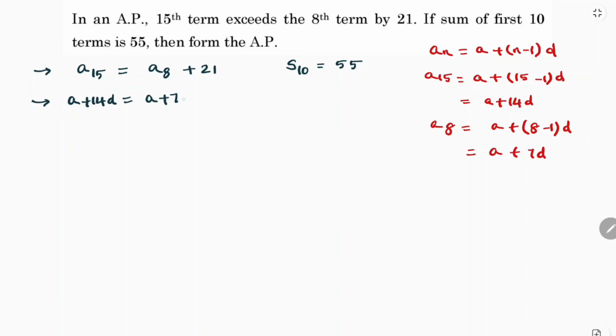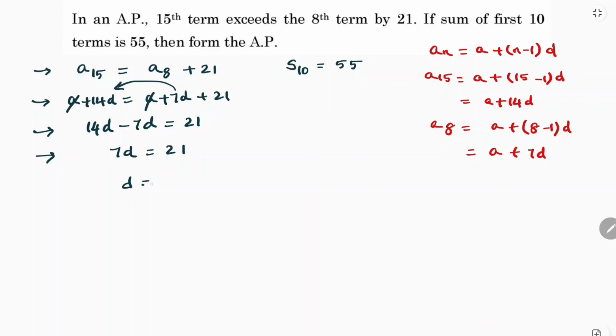So a plus 14d equals a plus 7d plus 21. Now if I simplify this, see, a and a will get cancelled. 14d, 7d if I transpose, minus 7d equals 21. 14d minus 7d is 7d equals 21. d equals 21 upon 7. So the value of d, clearly it is 3, because 7 times 3 is 21.